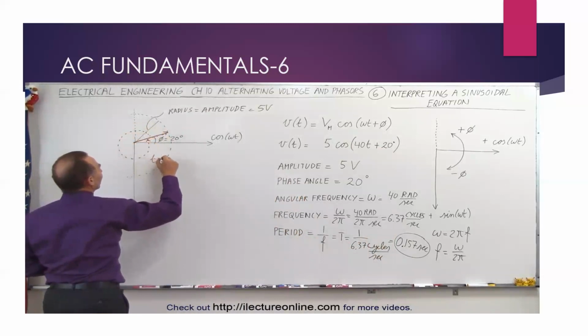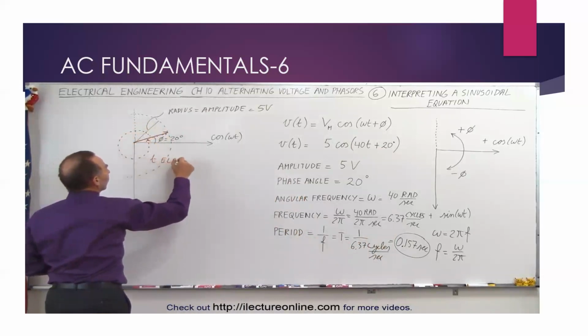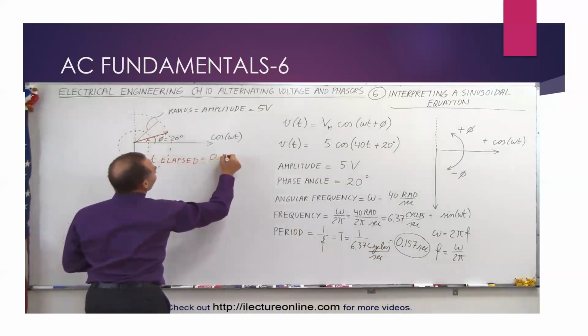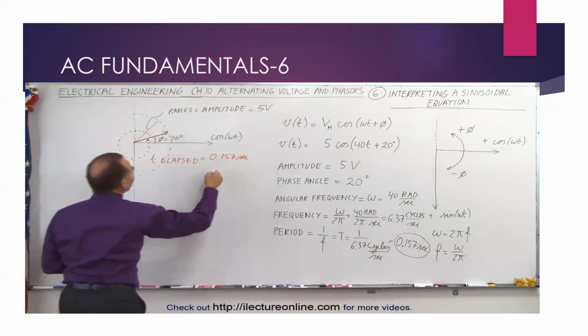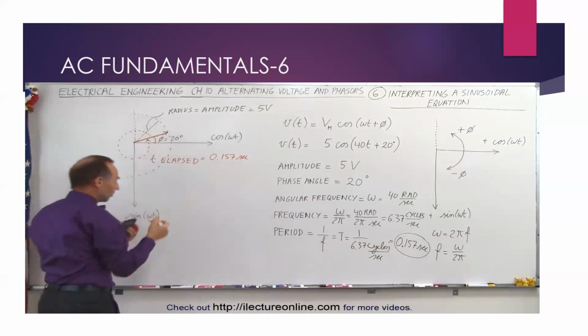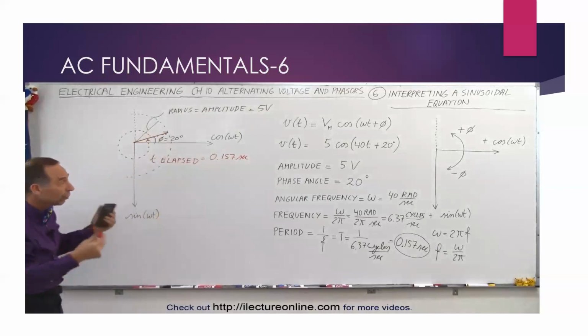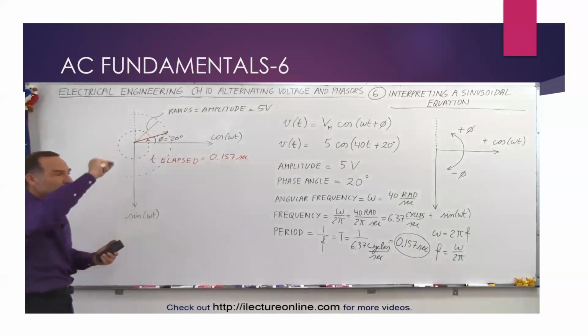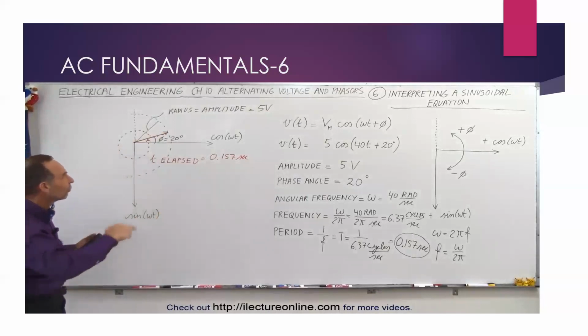So the time elapsed to make one complete cycle will be equal to 0.157 seconds. And if we take any portion of that time, you see the vector will be in different places. That's what we mean by a sinusoidal voltage: the amplitude will continue to change, going from 0 to max, 0 to negative max, and so forth.